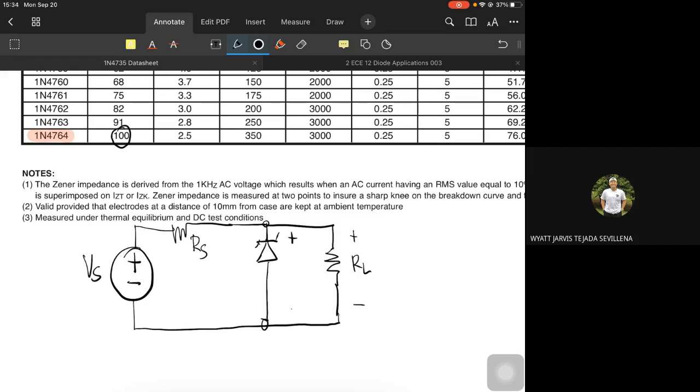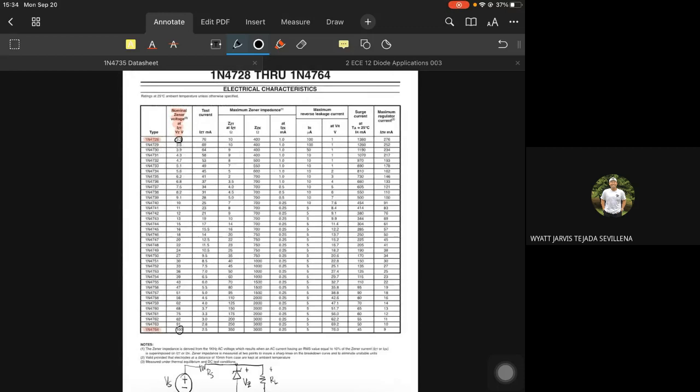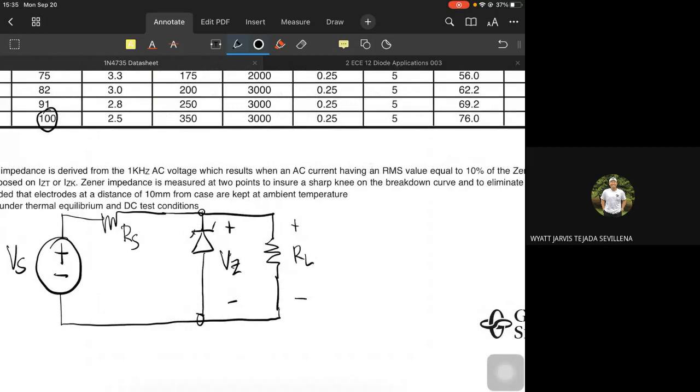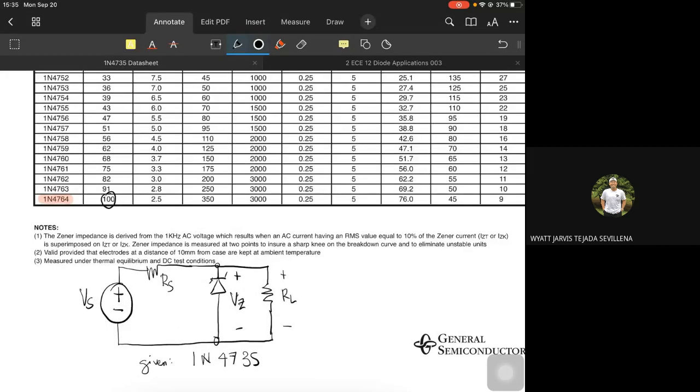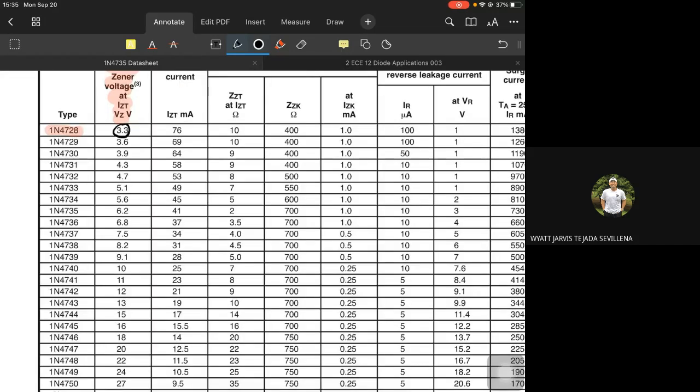And the voltage it regulates would be equal to VZ, which can be found in this specification sheet. So let's say, for example, the Zener diode is a 1N4735. Given that, we look for its specification sheet, and its nominal voltage VZ is this one: 6.2 volts.